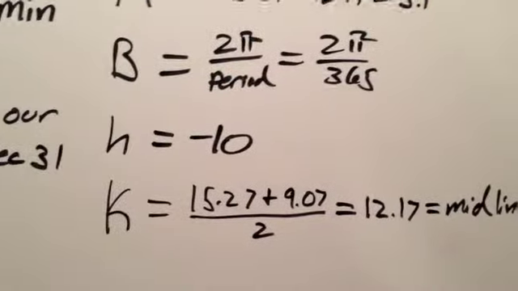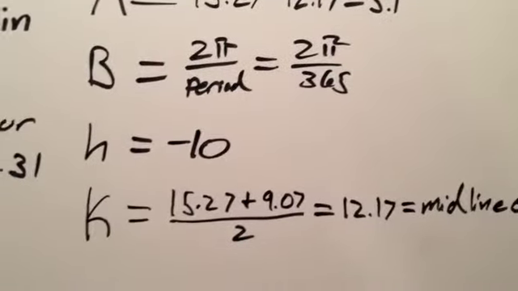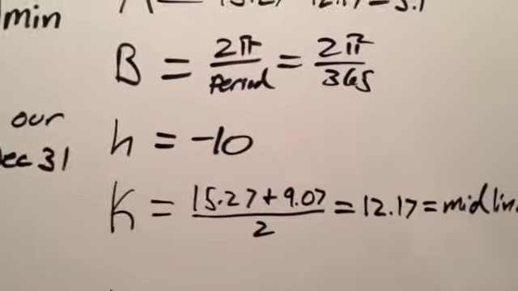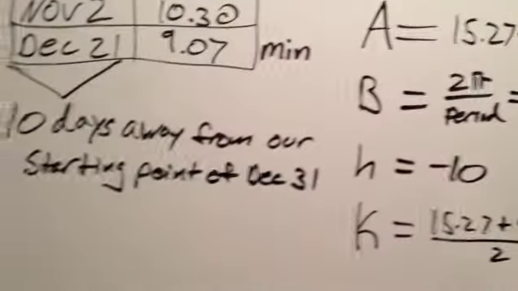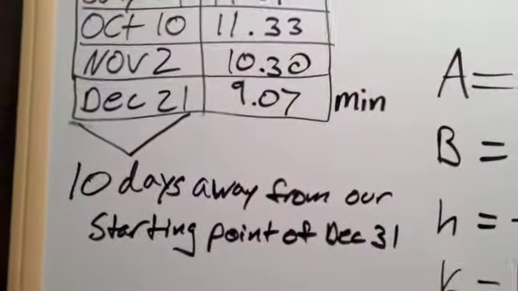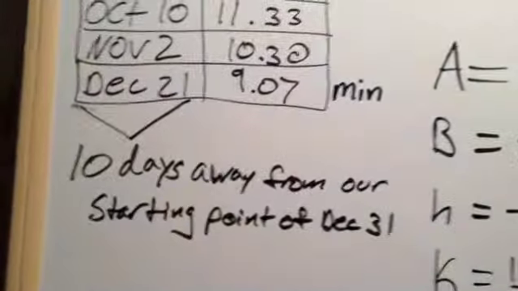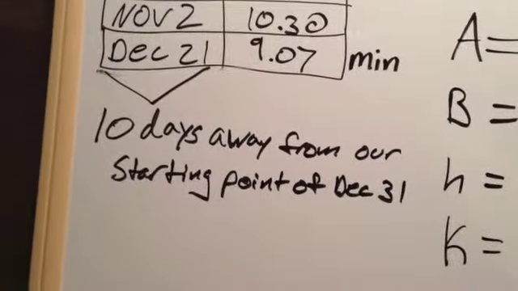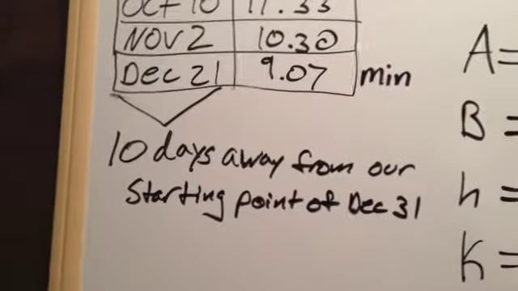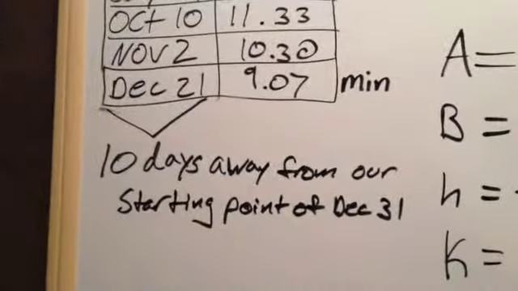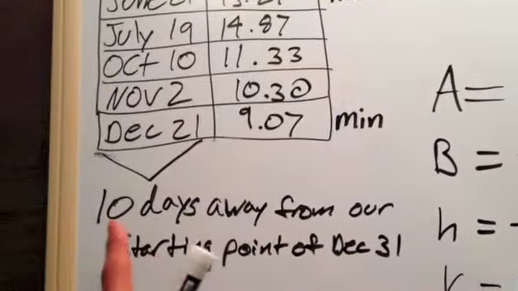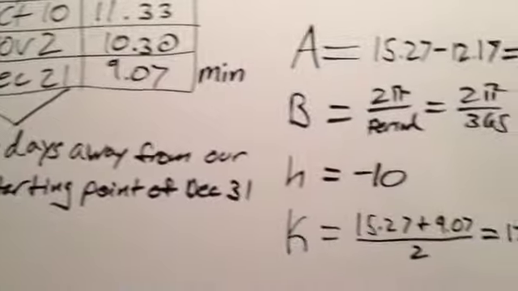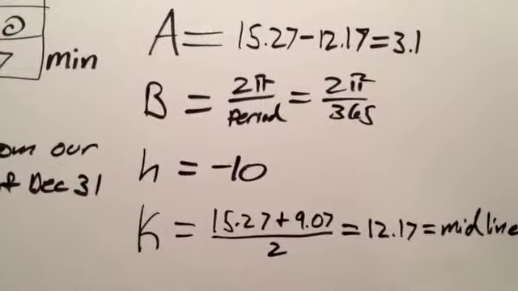We're going to find the h value. And this is the most complicated of the 4 values because of the fact that we are given the hours of daylight on December 21st when the start date, where t is counted as the number of days after December 31st. So we have to take this into account and shift the graph 10 days away from our starting point to December 31st. And so the shift ends up being -10.